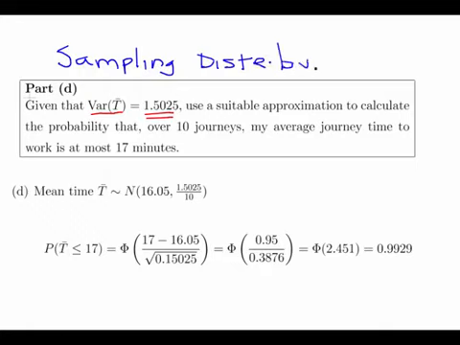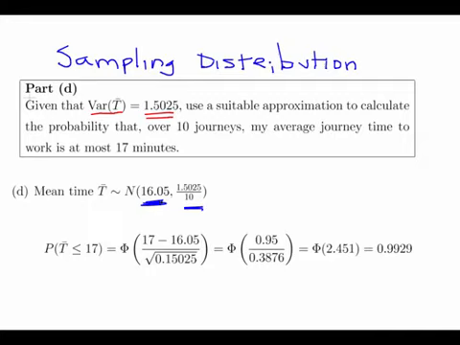We're not asked what the probability of a journey time being less than 17 minutes is. We're asked what's the probability of 10 journey times having an average of less than 17 minutes. Sometimes you might have 17-minute journeys, 3 or 4 of them as part of that 10, but some other shorter journeys would cancel out. The mean time, we know from the last question, was 16.05, so we're just using previous parts.